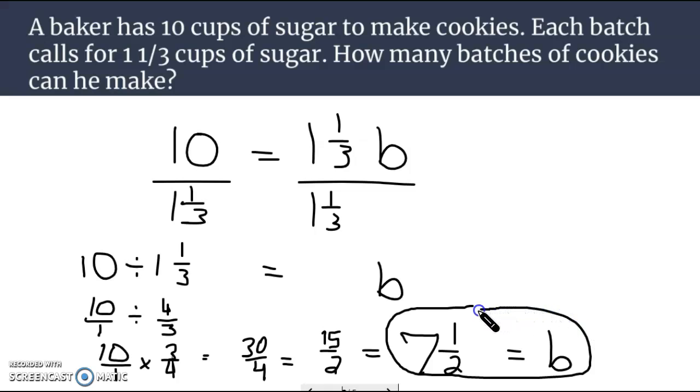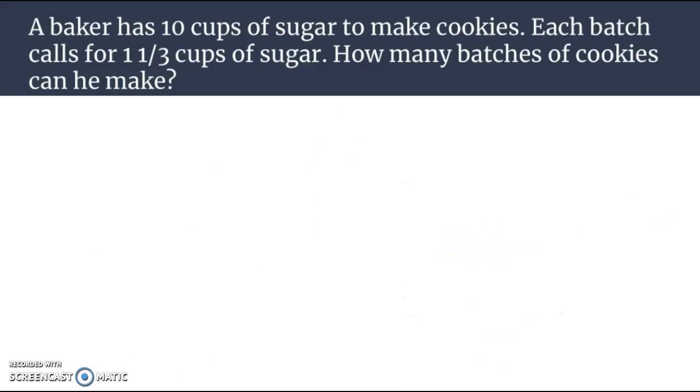So given 10 cups of sugar, each batch, B batches, needs 1 1/3. We divide both sides by 1 1/3. A little bit of work here to simplify the fraction and get it down, but it does come out to 7 1/2. Alright, let's look at another one here.